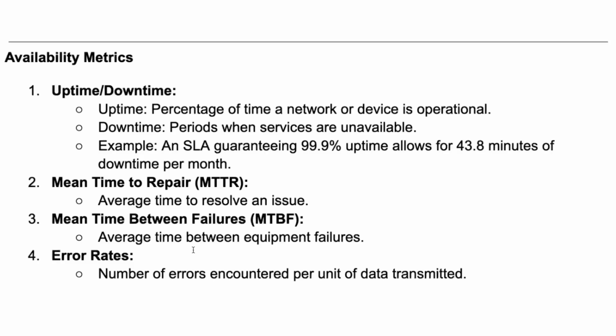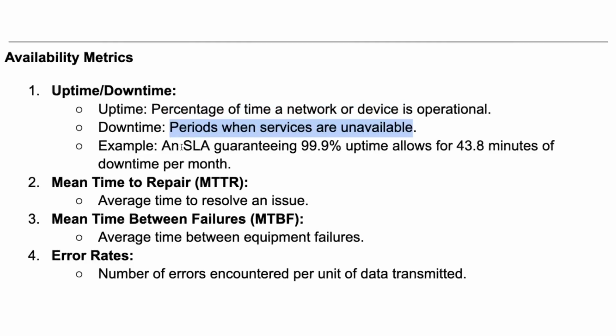And then we have availability metrics. So we had performance metrics, and now we have availability metrics. Uptime and downtime are really key metrics when it comes to network performance. Uptime is the percentage of time that a network or device is up. It's operational, it's running. Downtime is the amount of time when services are unavailable, right? So you want the highest amount of uptime and the lowest amount of downtime.